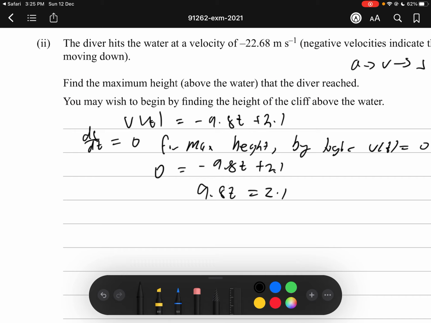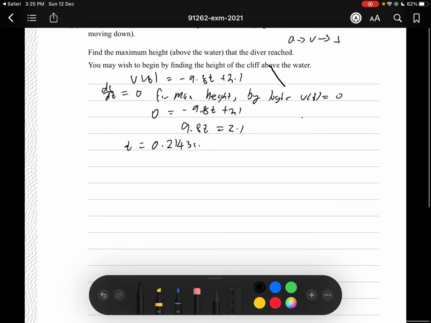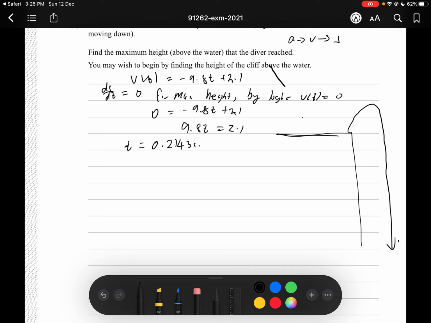That should give us a t of 0.2143 seconds. So this is the t value when the maximum height occurs. If we visualize the situation with the cliff, our diver is going to initially jump upwards, so it's going to follow some shape like this, and that will be our maximum height.